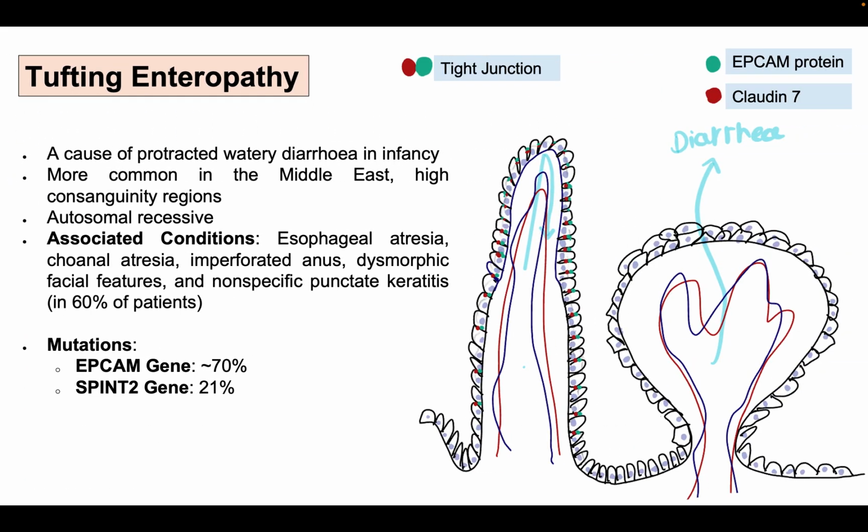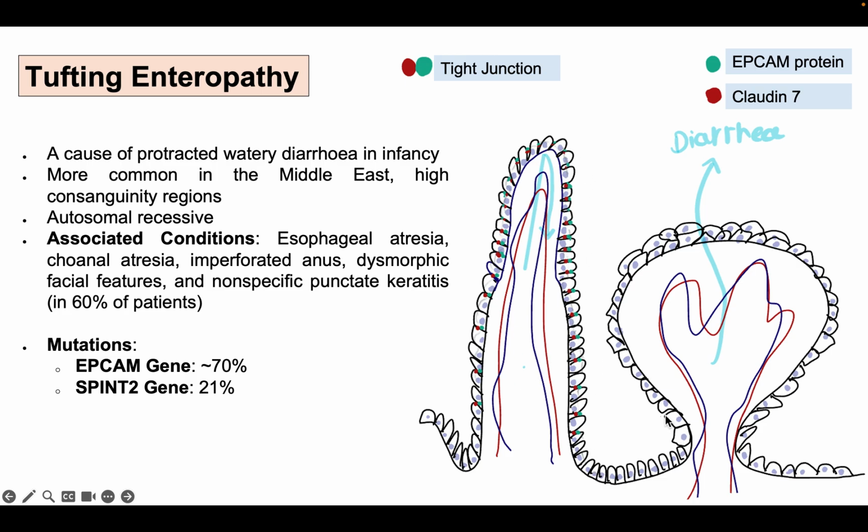The next is tufting enteropathy, a cause of protracted watery diarrhea in infancy. It is more common in the Middle East, in high consanguinity regions. It is an autosomal recessive disease. It is associated with conditions like esophageal atresia, cloacal atresia, imperforate anus, dysmorphic facial features, and non-specific punctate keratitis in 60% of cases. Now, these are the tight junctions. You can see the tight junction here.